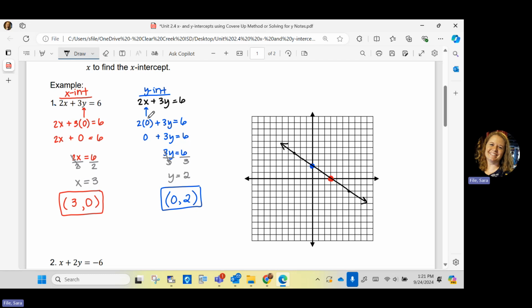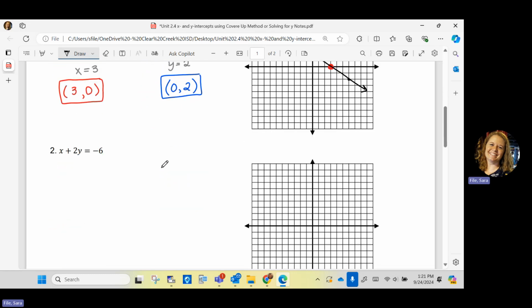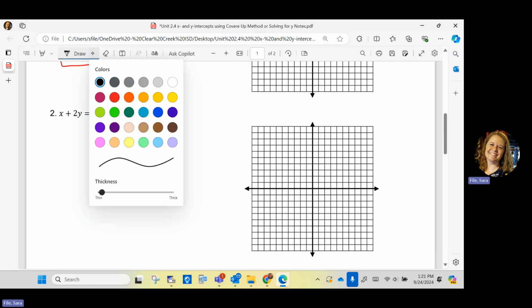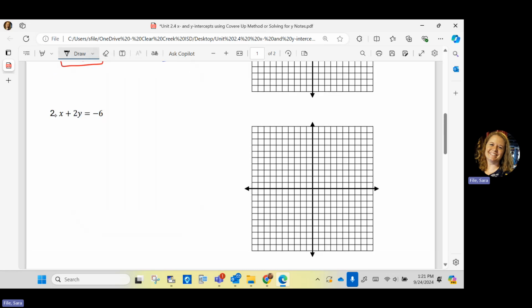So what the cover-up method is saying is, instead of having to show these steps in the middle each time, just simply cover up that variable. So in number 2, for instance, I'm going to write it again because I'm finding x and y. So I want this written over here twice.